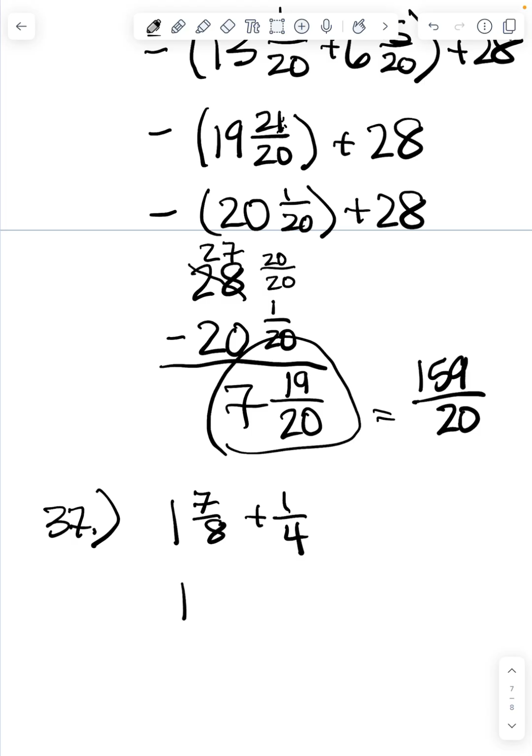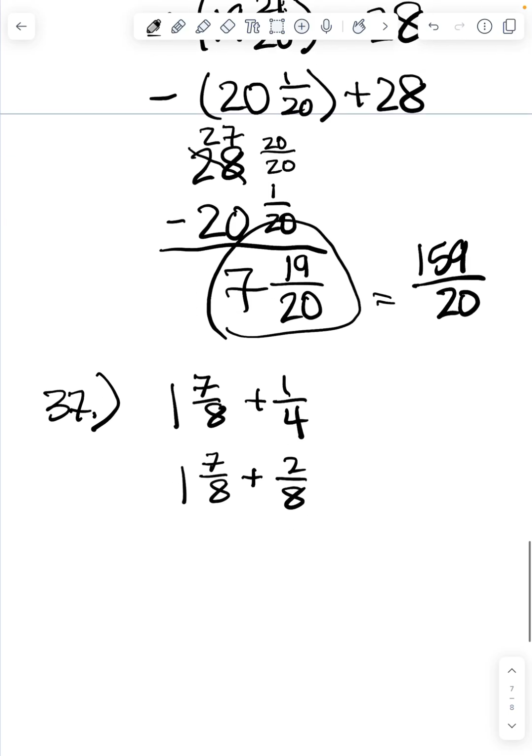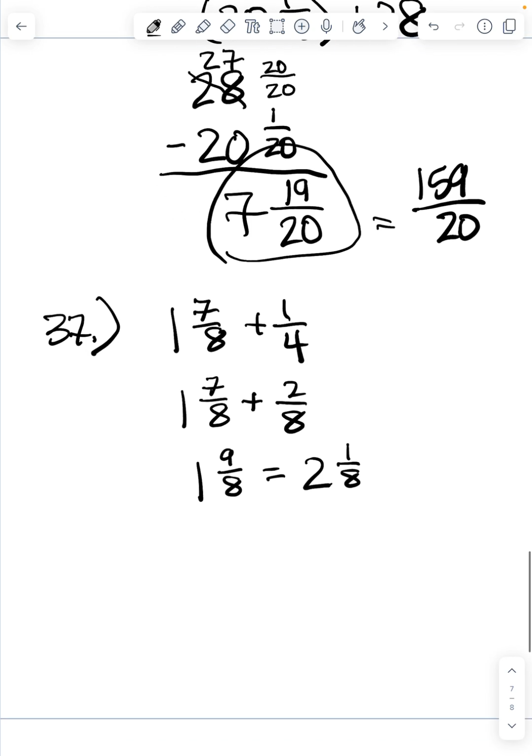Common denominator is going to be 8, which is going to change this. Sorry, not 4 8s, 2 8s. So it's going to get me 1 9/8, which is the same as 2 1/8. Okay, so the last 2 days of the month, I had 2 1/8 inches of rainfall.